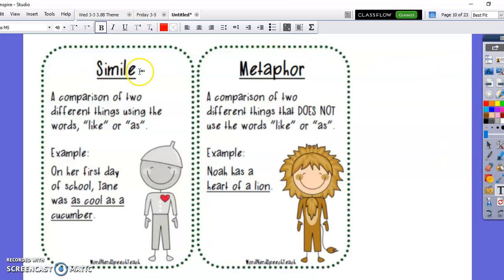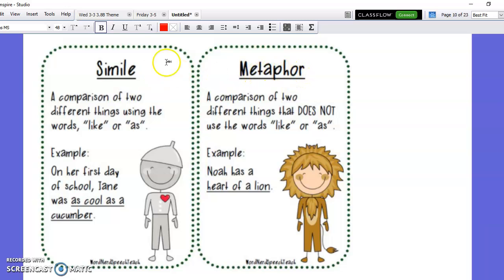We also have similes and metaphors. A simile is a comparison of two different things using the words like or as. An example would be, on her first day of school, Jane was as cool as a cucumber. Again, they're comparing Jane to a cucumber, using the word cool, but since it has the word as in it, it is a simile.